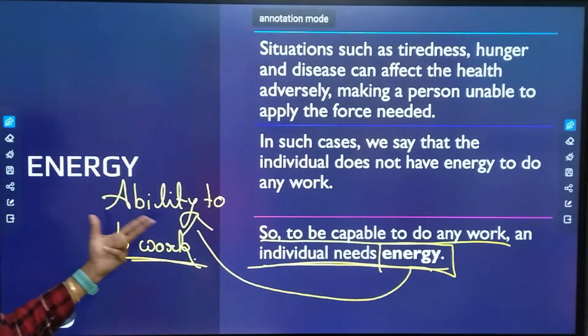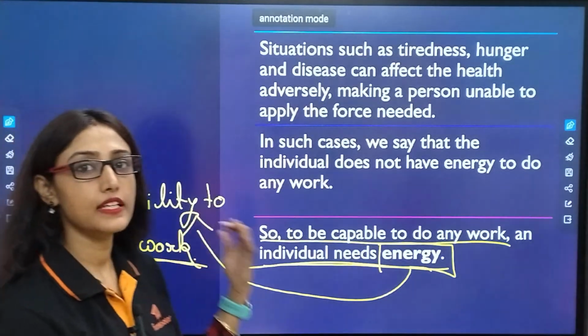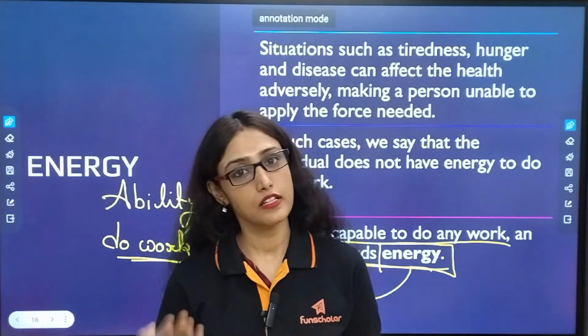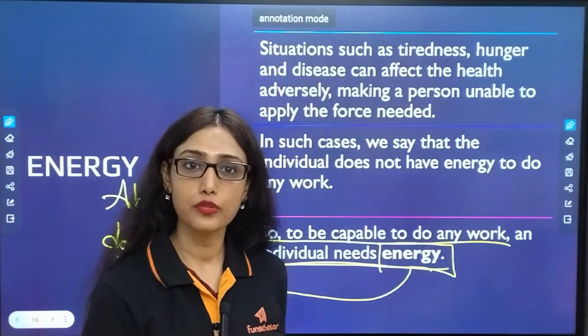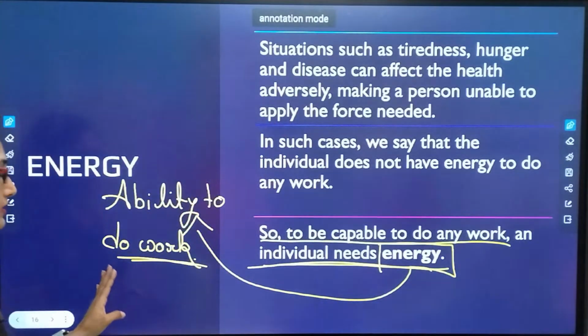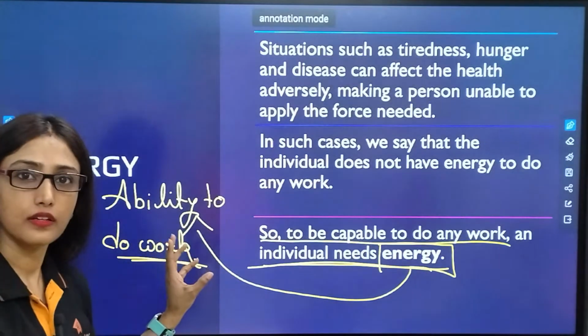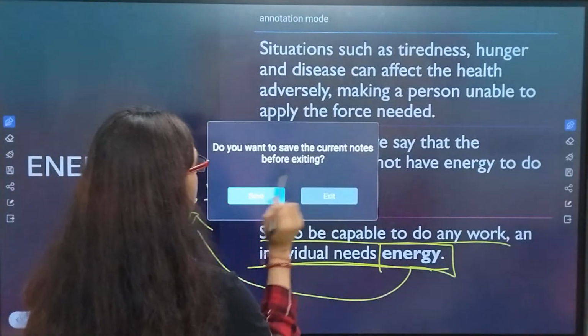Energy is the ability to do work. Can we say that? Right? Because we need energy to do something. And so what is energy? Energy is basically nothing but something that is needed to do any kind of work. Clear? So it is the ability to do any work. Clear? I hope it is clear to you.